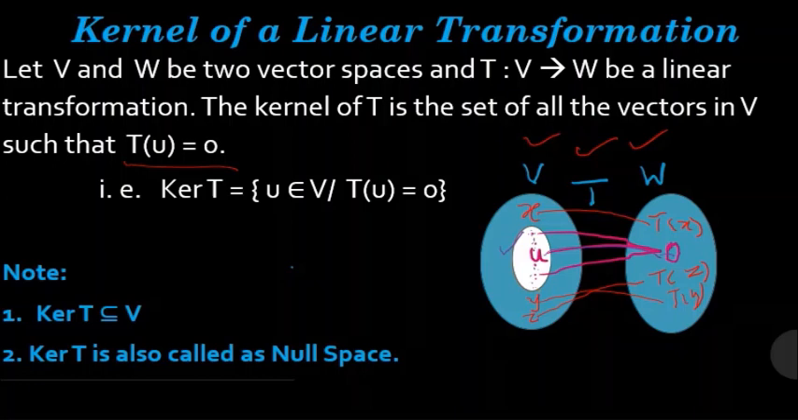Now we have some note points. First one, as we have seen in the diagram, kernel T is always a subset of V. And the second point, kernel T is also called the null space.